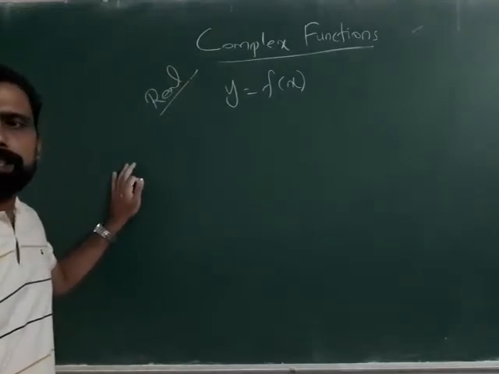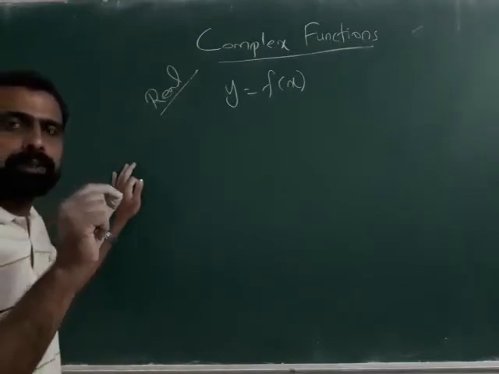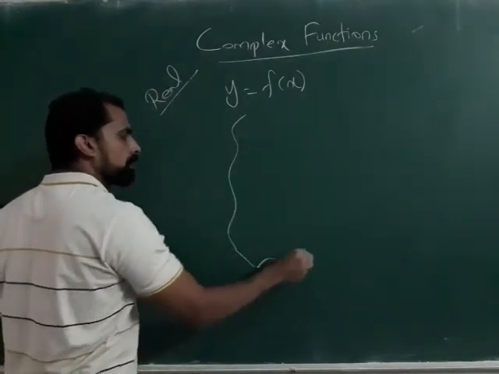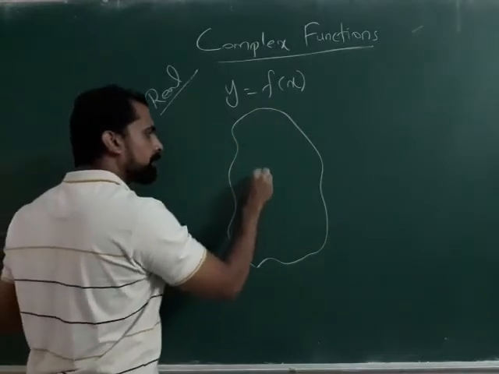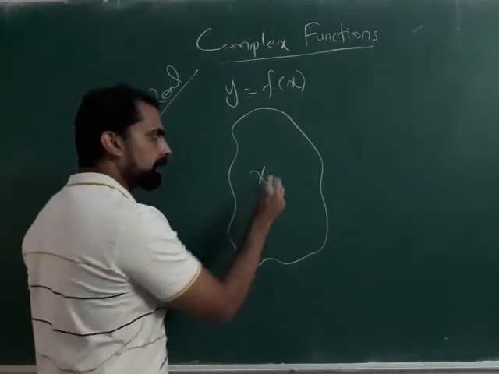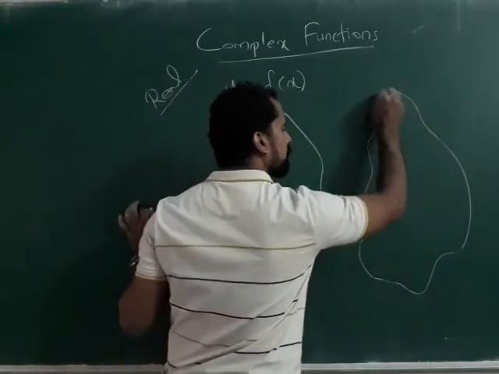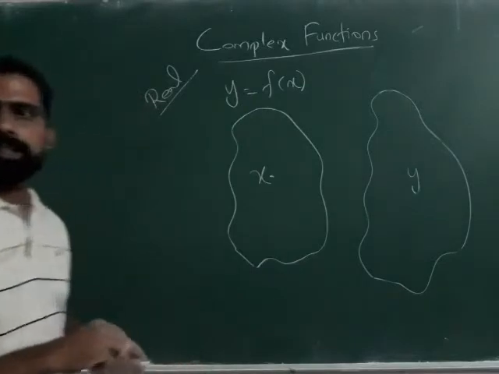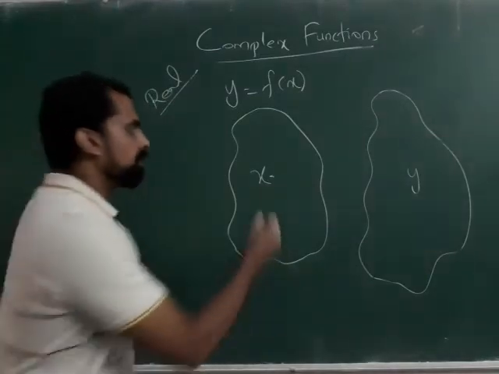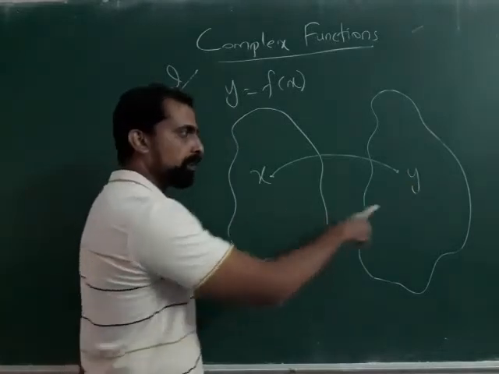So what does this actually mean? It means for each x value you have a certain value. You can map it like this. So this is your x, then for each x you have a y. For each x value you have a certain y value. If you have another x, you have another y.